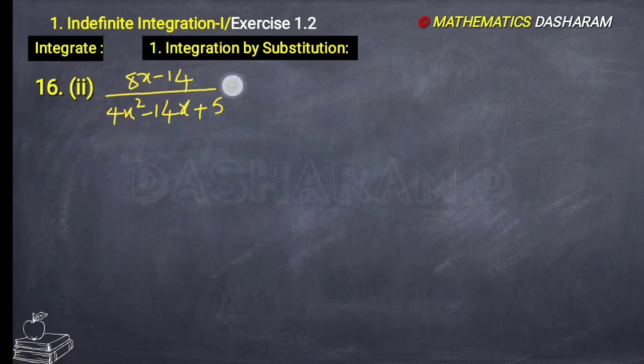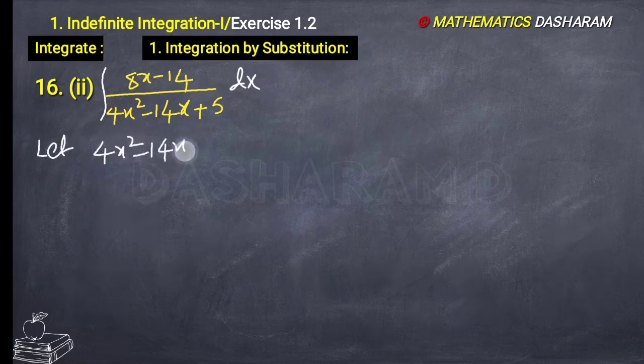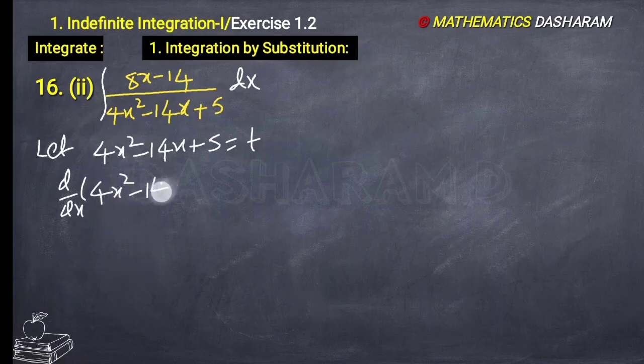Second question: (8x - 14) divided by (4x² - 14x + 5). Apply the integration with respect to x. Let's select the denominator 4x² - 14x + 5 as t and take the derivative on both sides with respect to x. So dt by dx equals the derivative of 4x² - 14x + 5.